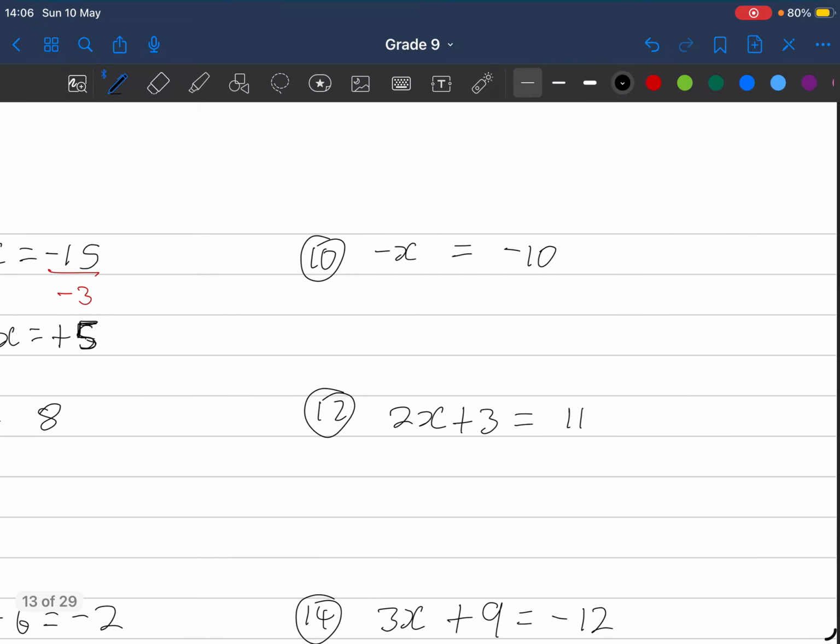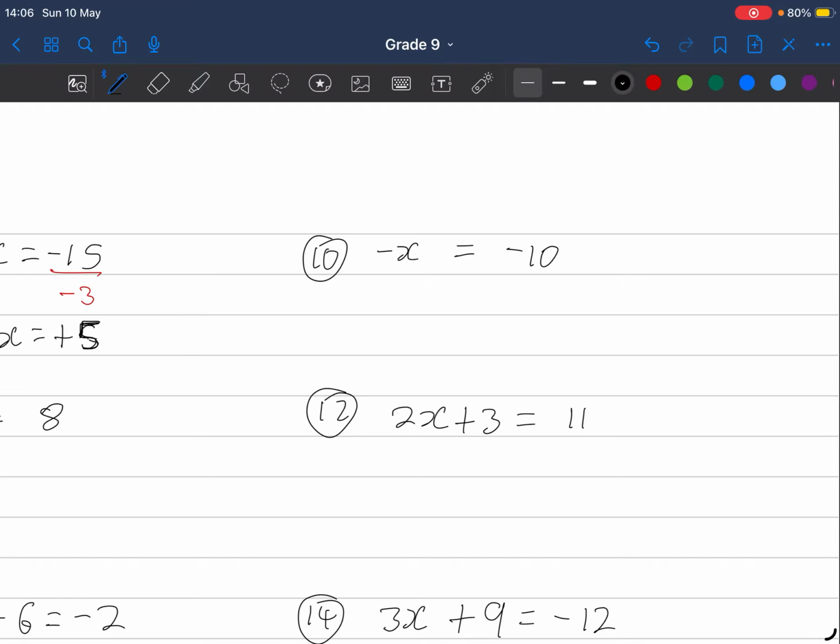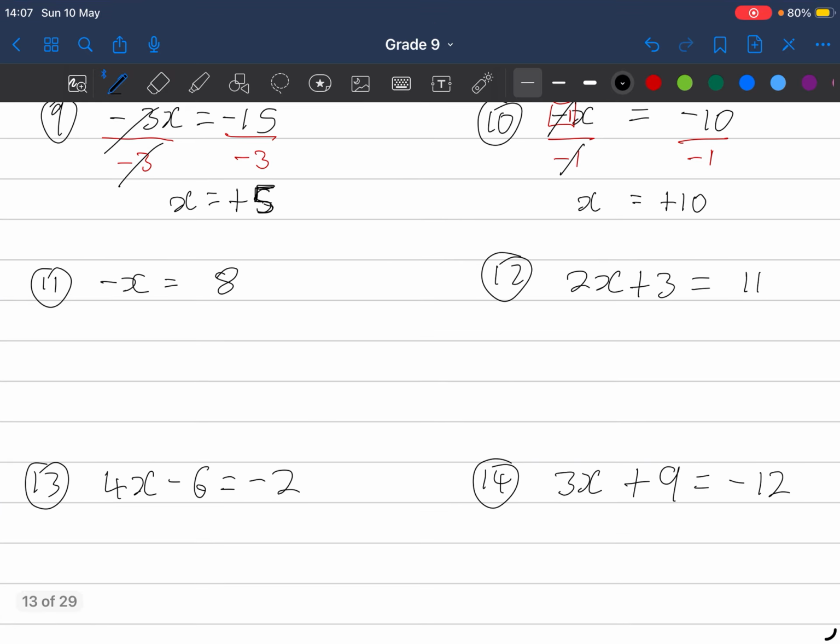Alright, next one. So in this case, -x equals -10. The idea is that it's still an anomaly. Well, the coefficient here is -1. So divide by -1, -1, the -1s cancel, and x is equal to +10. Right. Again, same story. There's a -1. Divide by -1, divide by -1. They cancel. x is equal to -8.